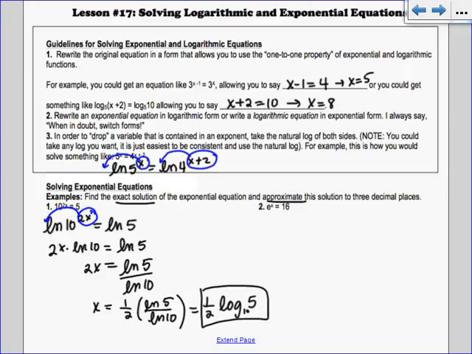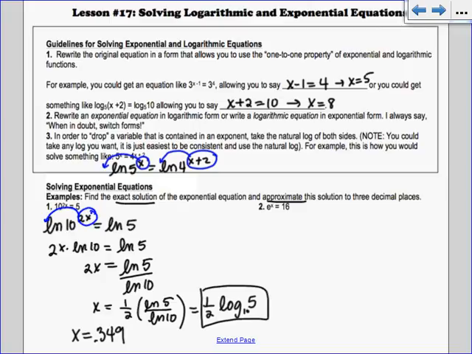Yeah, that base 10 is just the log button, right? So we can do log of 5 and then divide it by 2. So we end up getting x equals 0.349. Did you guys get that? So that's the approximate solution.